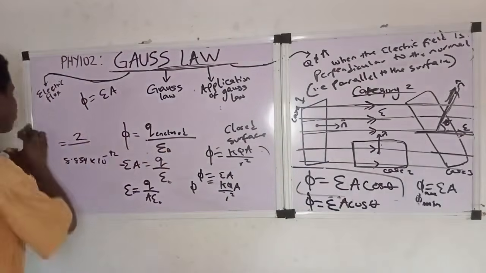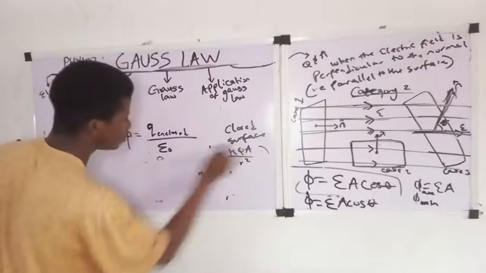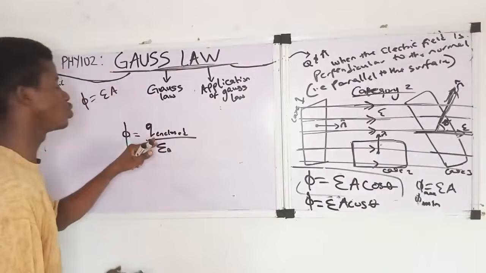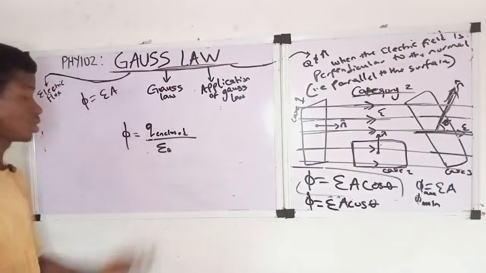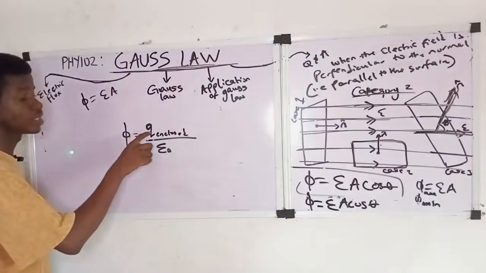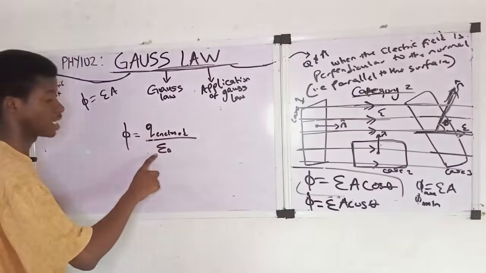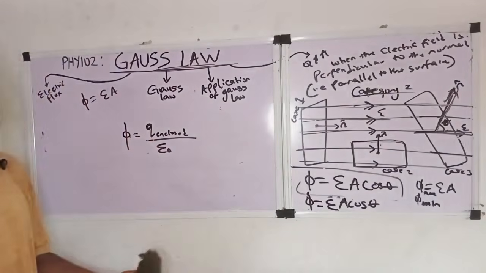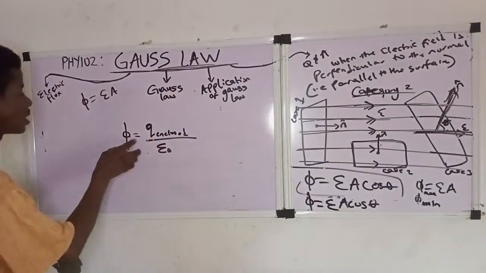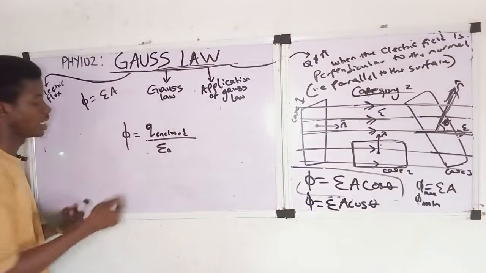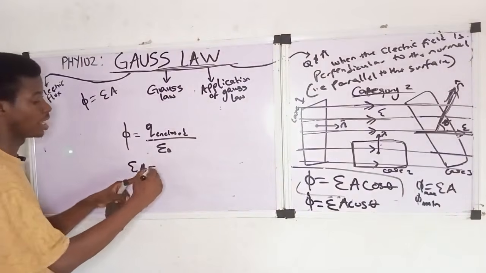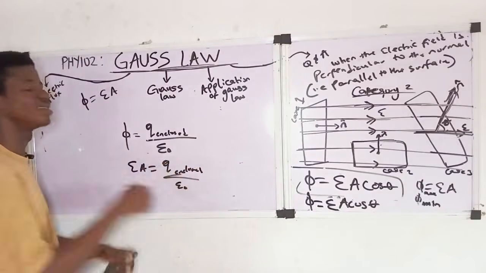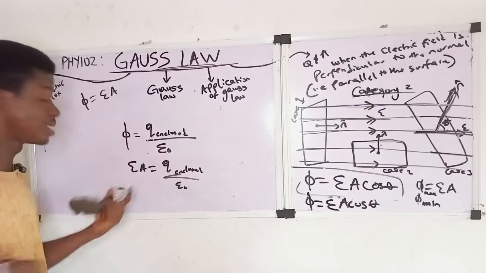So in summary of what we have been doing earlier, Gauss law states that the total electric flux passing through a closed surface is equal to the charge enclosed by the surface divided by the permittivity of free space. So we all know that electric flux is equal to EA, which is electric field times area, equals the charge enclosed over epsilon naught. So that is just it.